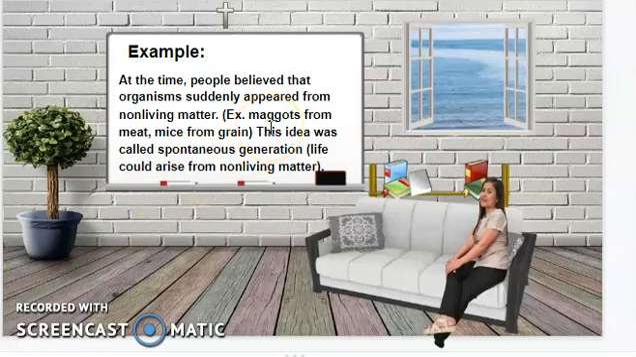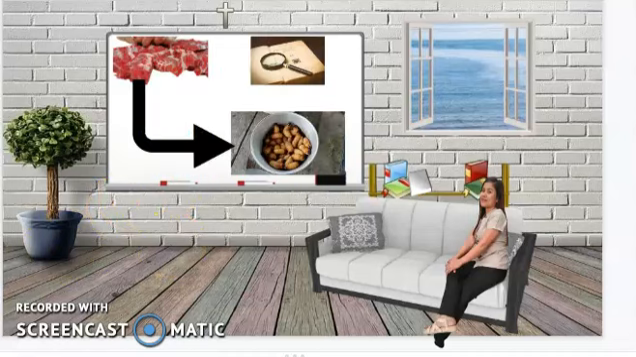He then did his research. So people believe long time ago that organisms suddenly appeared from non-living matter. So example, maggots from meat, mice from grain. So this idea was called spontaneous generation. That means life could arise from non-living matter. So this is the illustration. Maggots come from meat. So that is the result of the background research done by the person who asked, how do maggots come into being?